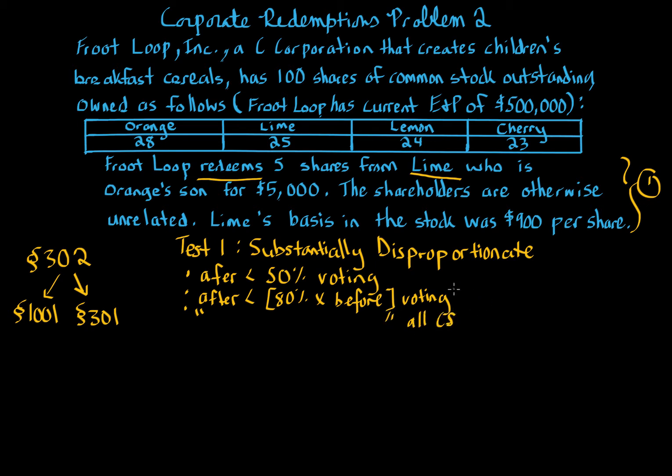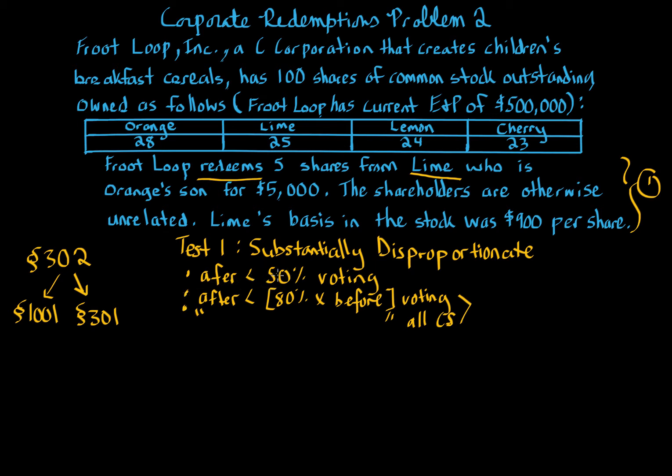All common stock. Because this problem only has one class of common stock, which is voting, and there's no non-voting common stock in this problem, these 2 tests will be the same because they equal the same thing. So let's go through the first test.